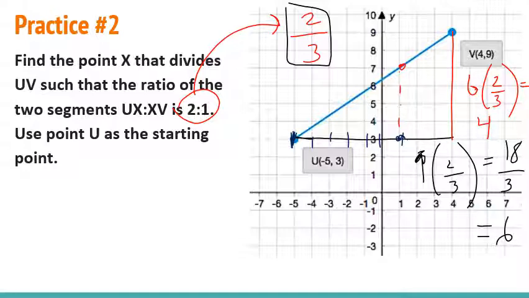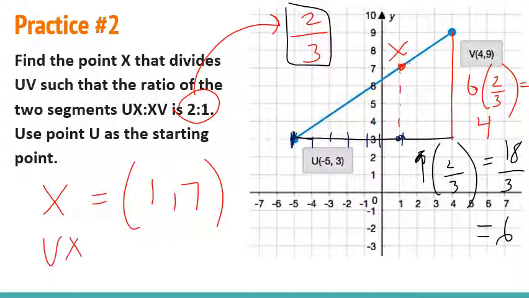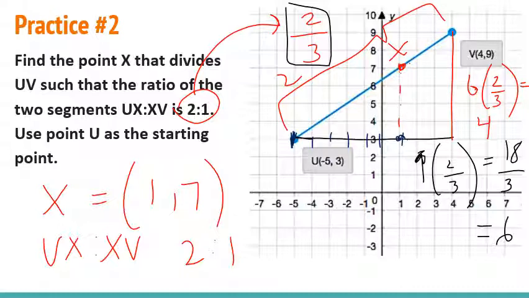So the point we want, point X, if I just see where this point is, it's going to be (1, 7). So X is at (1, 7). Okay? And you can see here that U to X to V, that ratio is 2 to 1 because you have 2 parts for this 1 part.